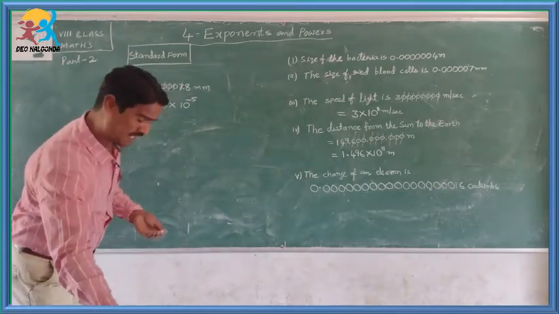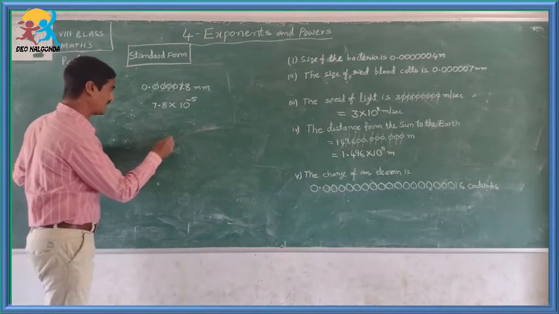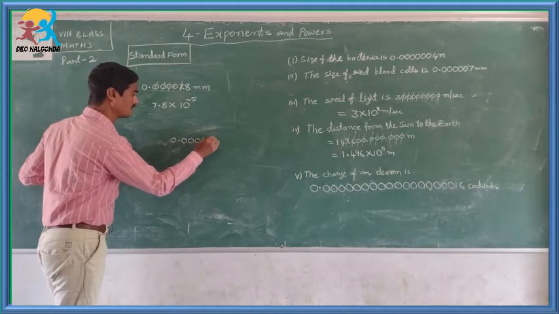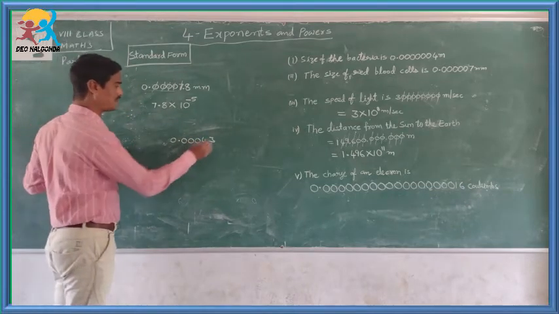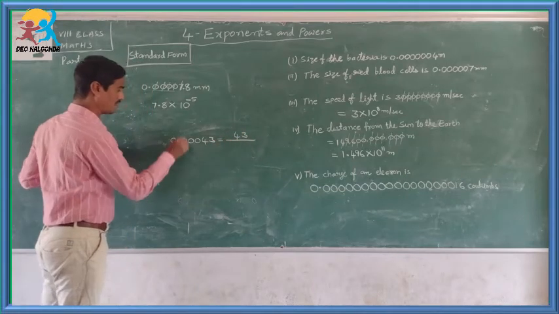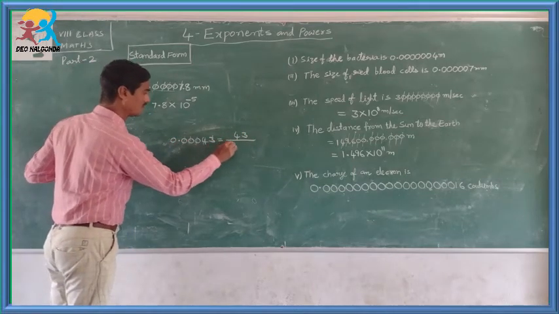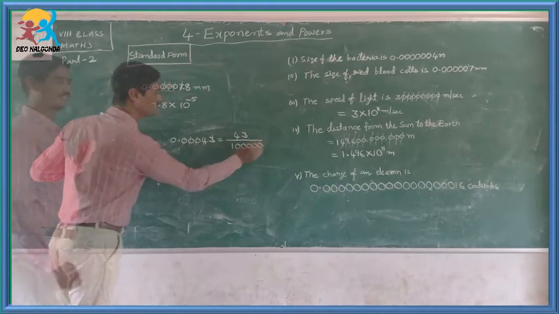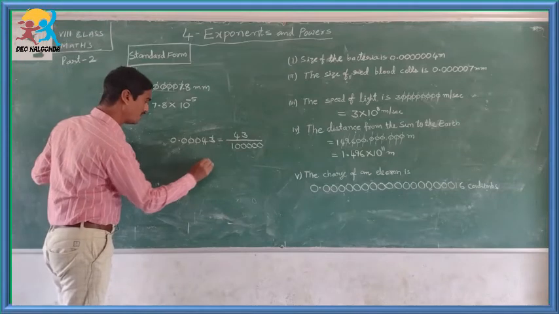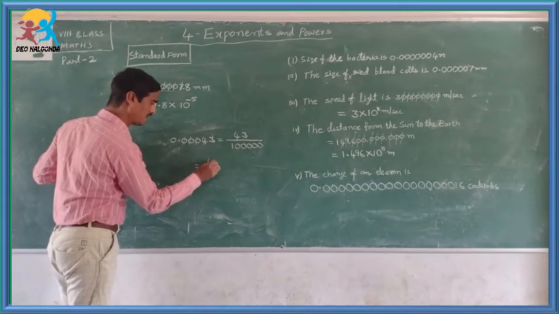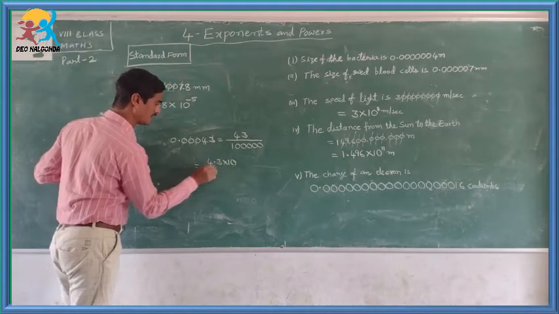To understand this one, I will explain with another example. Suppose 0.0043. Let us suppose this 0.0043, we can count the 43 by 1, 2, 3, 4, 5. So here if I take the point here, 4.3 into 10.